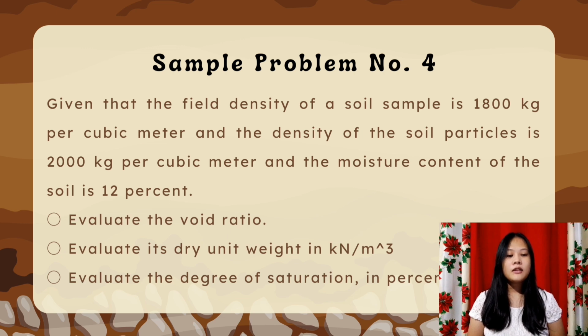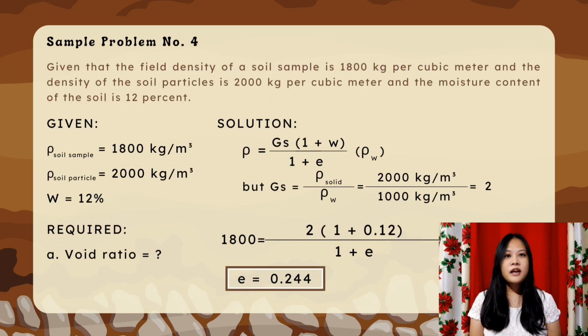For the last sample problem, given that the field density of a soil sample is 1,800 kg per cubic meter and the density of the soil particles is 2,000 kg per cubic meter and the moisture content of the soil is 12%. Evaluate the void ratio, dry unit weight in kilonewton per meter cube, and the degree of saturation in percent. Ang pwede nating hanapin muna ay ang void ratio. Sa paghahanap ng void ratio, yung mga given natin, hindi tayo gagamit ng formula ng void ratio. Dahil hindi natin pwedeng i-substitute yung mga given natin doon sa formula ng void ratio.